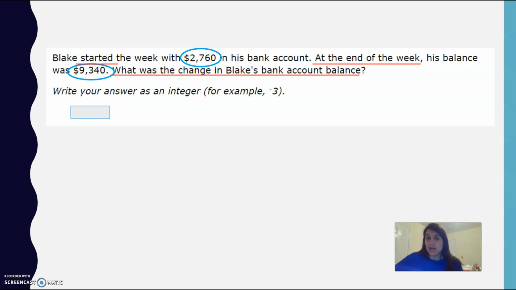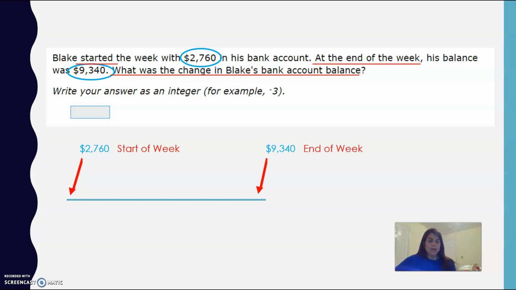For this one, I'm just going to draw a line to show the bank account and the starting and ending balances. So Blake is starting the week with $2,760, and lucky him, his bank account balance is going up. By the end of the week, he's got $9,340. So our question again is, what was the change in Blake's account balance?